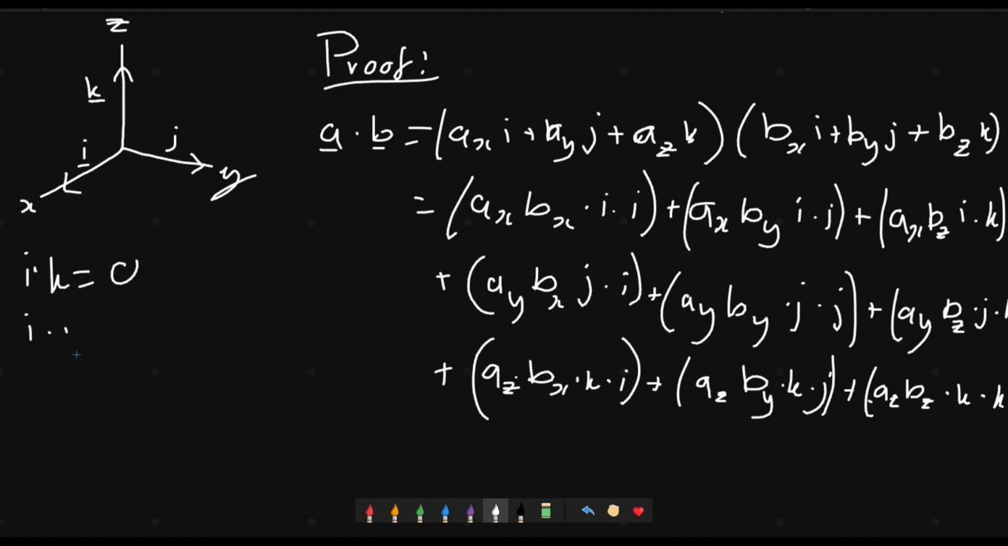Let's say i times j is going to give you 0, k times j is going to give you 0, but multiplying two of the same unit vectors, i times i, will always give you 1, j times j, 1, likewise with k. Okay, so now we can just apply this to our proof over here.